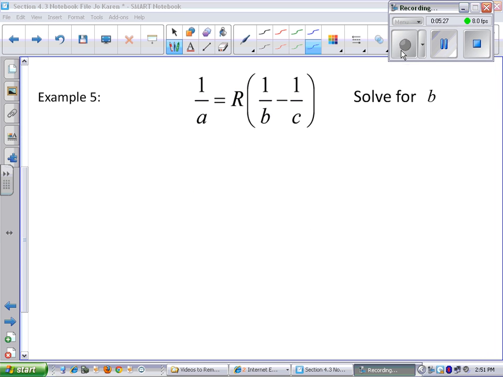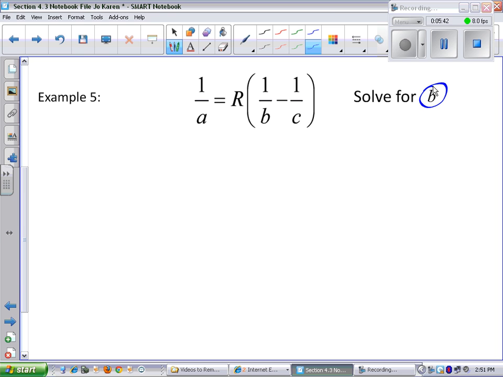Example 5, this is the last example. This is a version of a chemistry formula. I have 1 over A is equal to R times 1 over B minus 1 over C. I'm solving this time for B. The first thing I want to do is distribute the R, getting rid of the parentheses, which is one of the steps in solving an equation, simplifying on both sides. I'll have 1 over A is equal to, when I multiply R times 1 over B, I'll have R over B minus R over C.